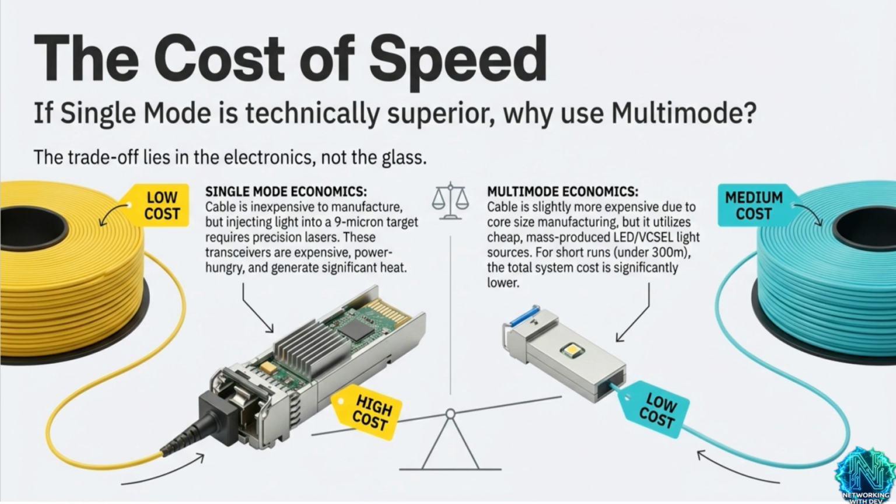While the cable itself is slightly more expensive to make because of the larger core, it can use cheap, mass-produced light sources like LEDs. For short runs under 300 meters, like those inside a single office or data center, the total system cost for multimode is significantly lower. So when you're designing a network, remember, use single mode to connect buildings or cities where precision is mandatory, but stick with multimode for internal connections to keep your infrastructure both fast and affordable.